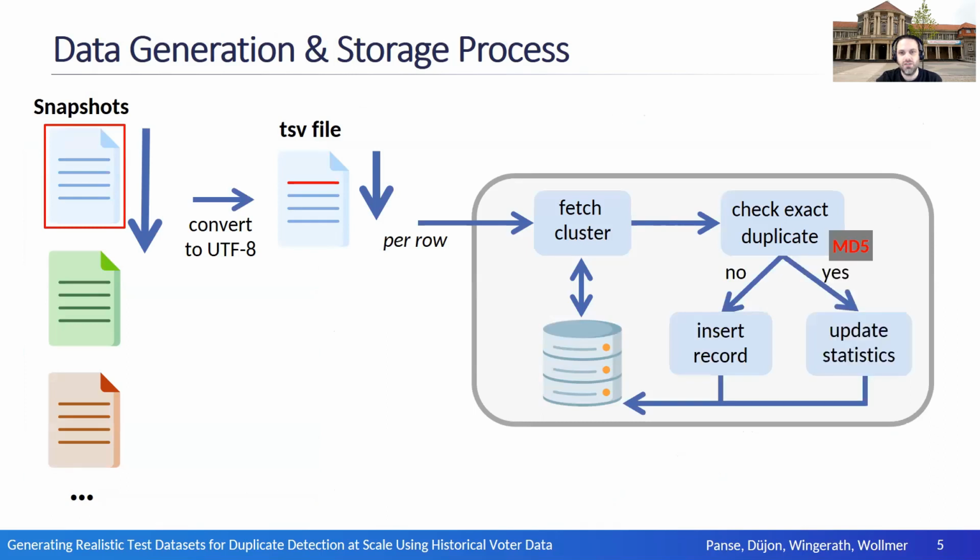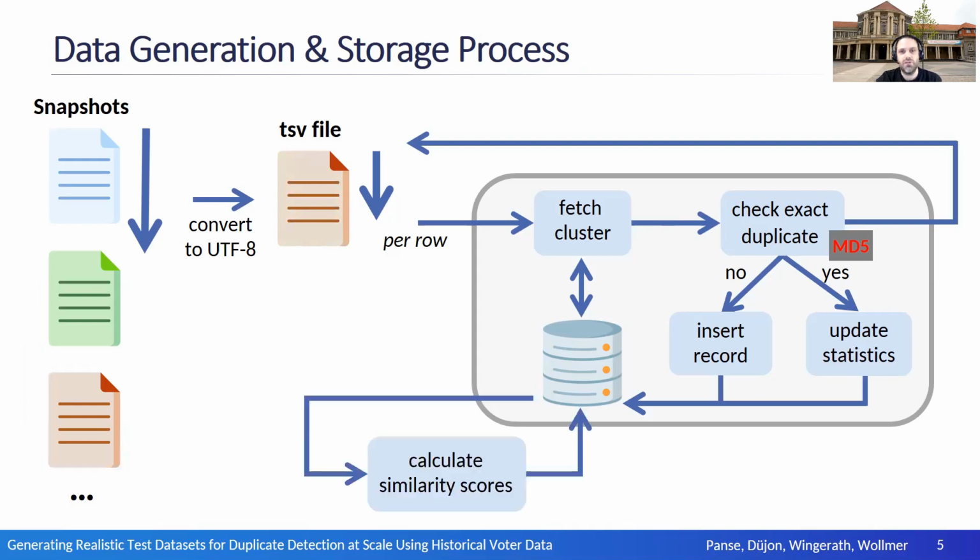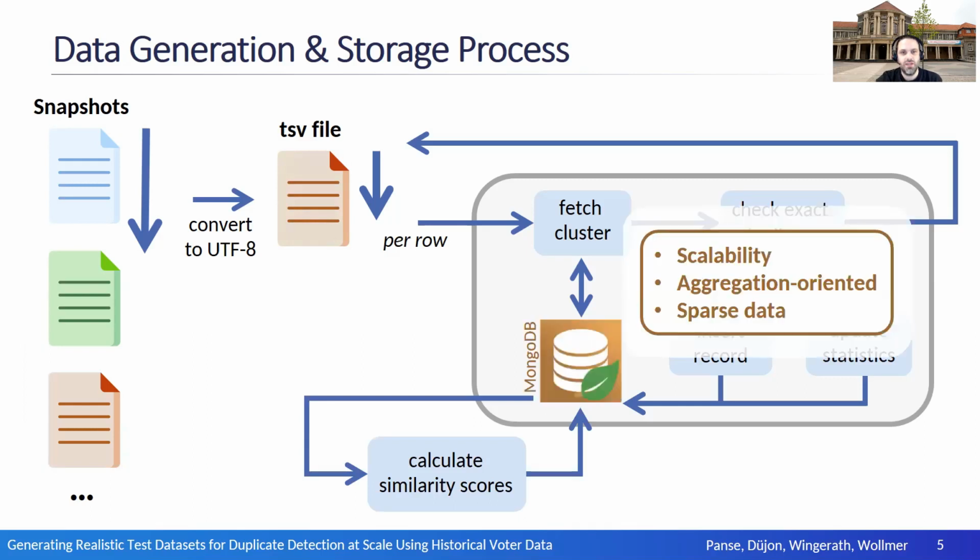If so, the statistics of the dataset were updated. We then repeated this process for every row and every snapshot. Finally, we calculated different kinds of similarities between the duplicate records and stored them in the dataset as well. To store the dataset, we chose MongoDB because it is scalable, aggregation-oriented, and supports the storage of sparse data.